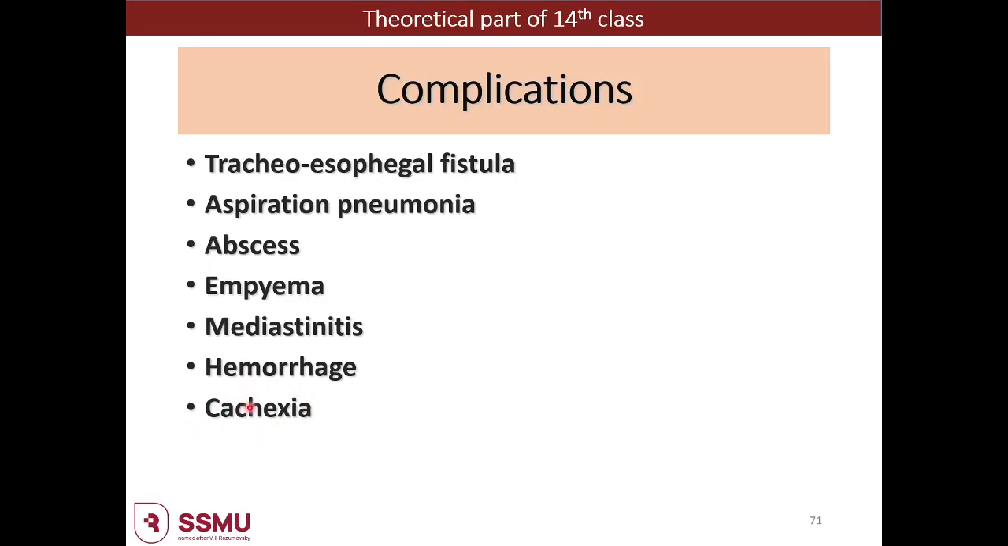Cachexia, we have already discussed in classes about tumors. It's generalized atrophy, which may be associated with two factors in this case. The first factor is blockage of the esophagus and depressed nutrition, and it may also be associated with the general influence of the tumor on the organism.